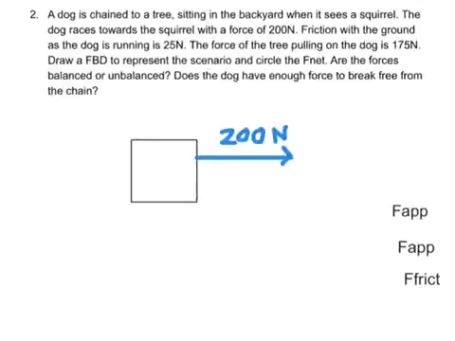200 newtons, and I'm going to label that with applied force. It says friction with the ground as the dog is running is 25 newtons. One mistake that I've been seeing a lot is that students are putting friction with the ground pointed towards the ground. Remember, friction always works in the opposite direction of applied force.